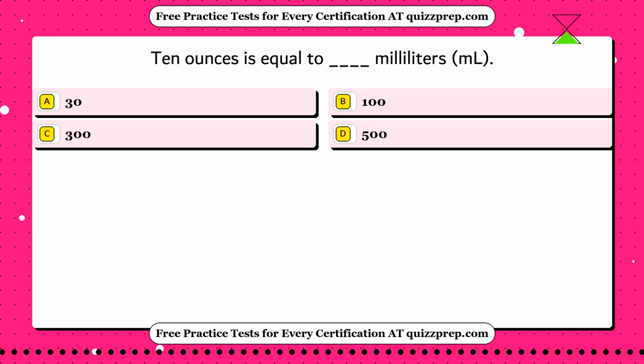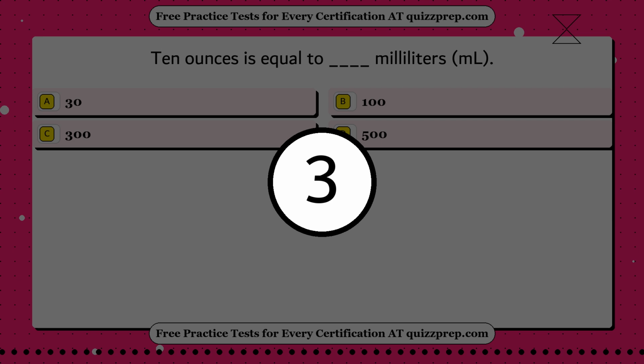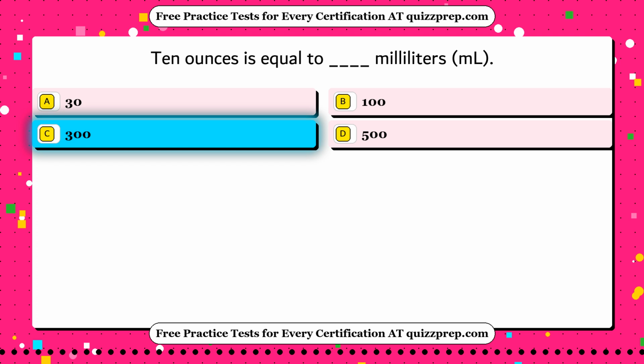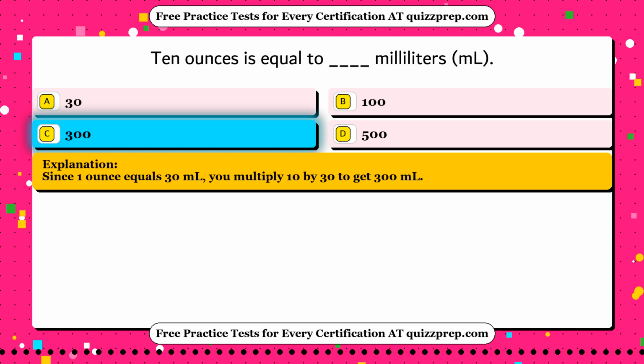10 ounces is equal to blank milliliters, ml. Option A, 30. Option B, 100. Option C, 300. Option D, 500. The correct answer is option C, 300. Since 1 ounce equals 30 ml, you multiply 10 by 30 to get 300 ml.